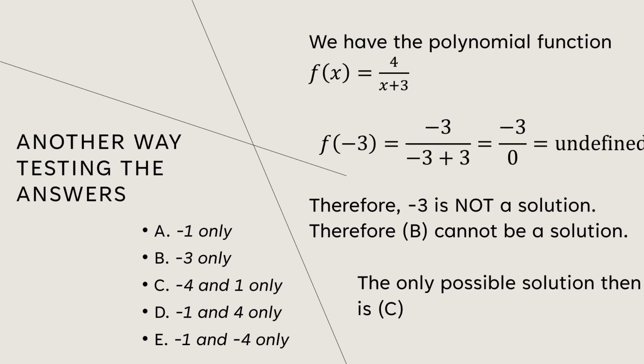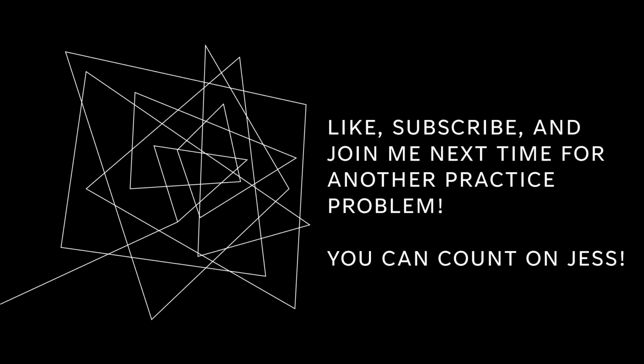So let's test B. Okay, f of -3 is equal to 4 divided by -3 plus 3. Well, here we end up with a 0 in the denominator, and that's undefined. So therefore, -3 is not a solution. So the only possible solution then is C. And you know that indeed, if you do test it out, you come up with the correct answer.